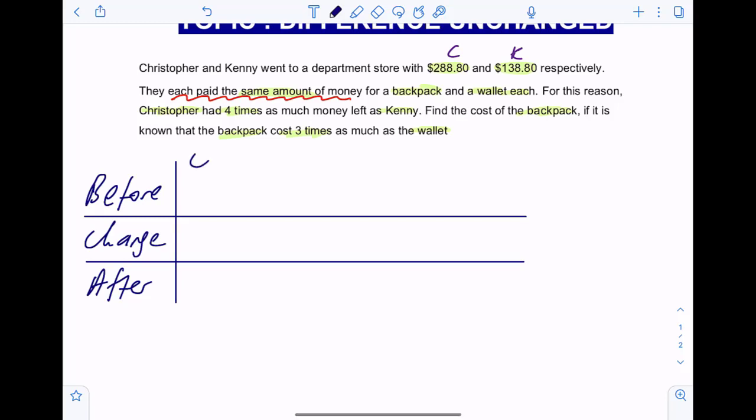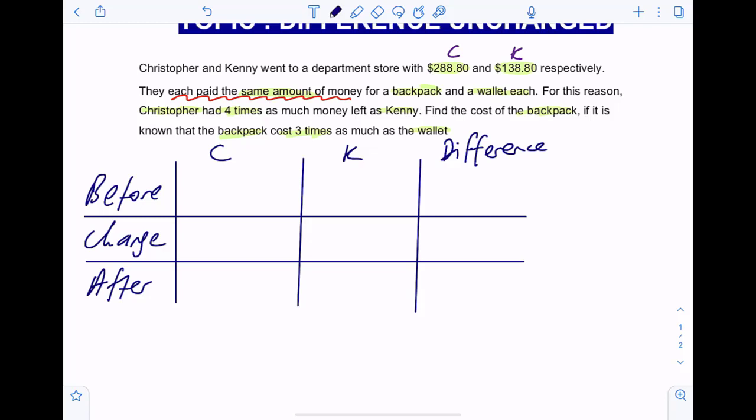Alright, so we have Chris here. Can you put a C for short form? And then Kenny. And then since we know that they spent the same amount, which means the difference must remain the same, okay? Alright, so for Chris, he had $288.80 at first. Kenny, $138.80, and we can straight away find the difference between their monies.